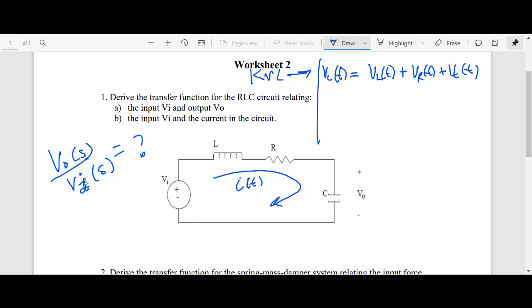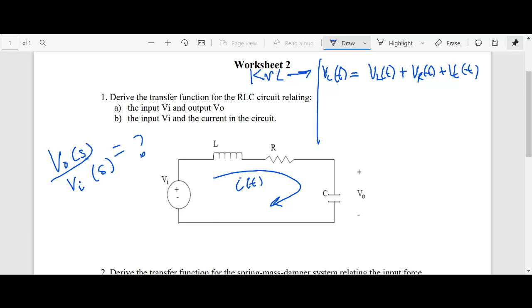Let's use the common I. Should be able to erase this by itself. Wonderful. All right. So VI of S. Looking at our first expression as Kirchhoff voltage law, we're seeing that we have a number of variables that we don't need. What do we need to replace? VL and VR.